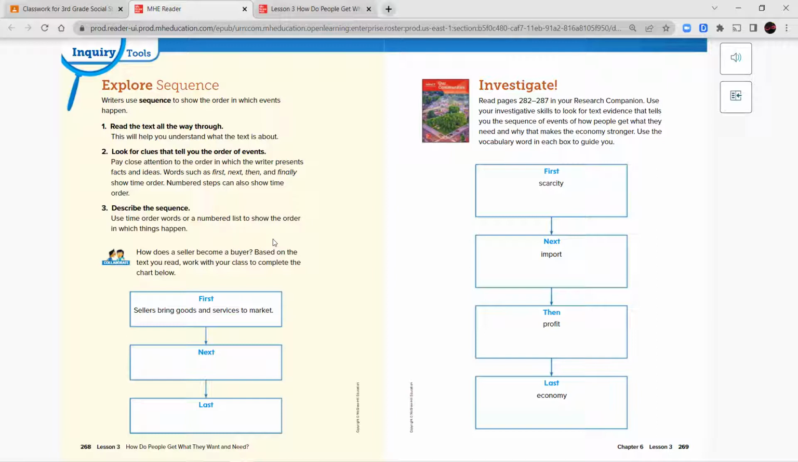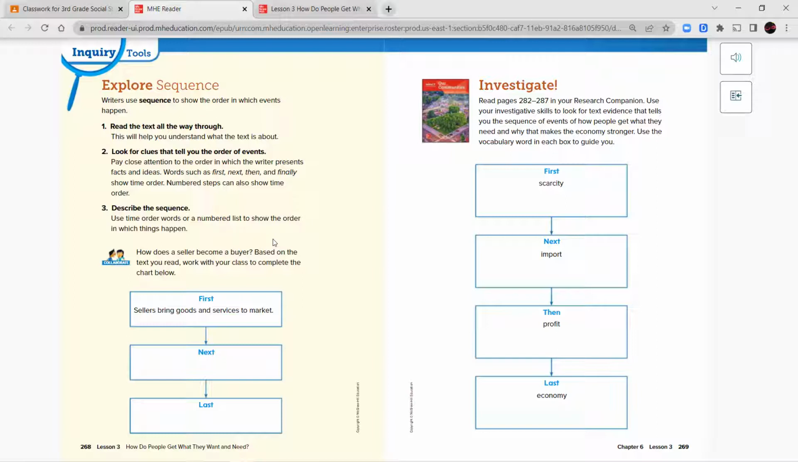So here in our first graphic organizer, it says first, sellers bring goods and services to the market. Next, sellers will get money for the goods that they sell. And then last, the sellers will use the money to buy other goods. So what we're going to be doing on the next page is we're going to read pages 282 to 287 in our textbook. We're going to use our investigative skills to look for text evidence that tells you the sequence of events of how people get what they need and why that makes the economy stronger.